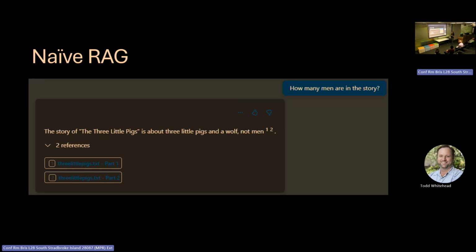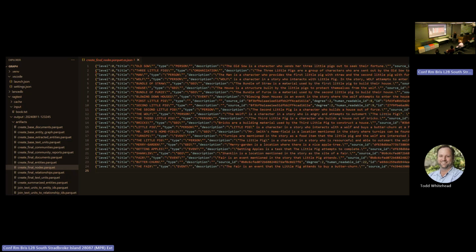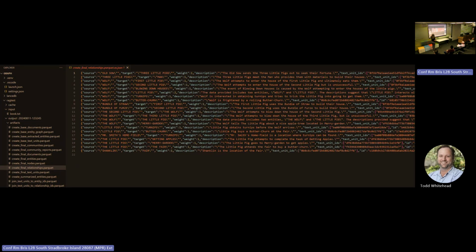Okay. So I take the graph rag and give it that story, and what it does is spit out all the entities and all of the relationships. The first part is what they call the nodes. So here we've got Shanklin, and it has a type. We've got geo, events, and people. So it's got Mary Garden, the fair, the pig, bricks, and the third little pig is a person; it doesn't go down to animals. So it spits out all of those, and then it spits out the relationships.